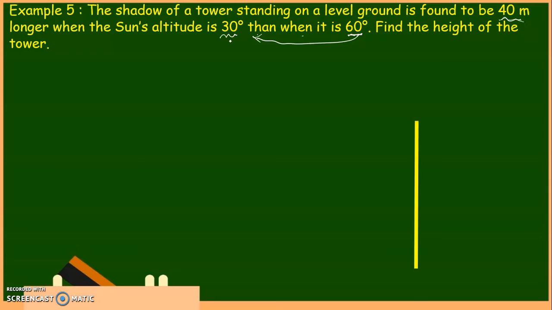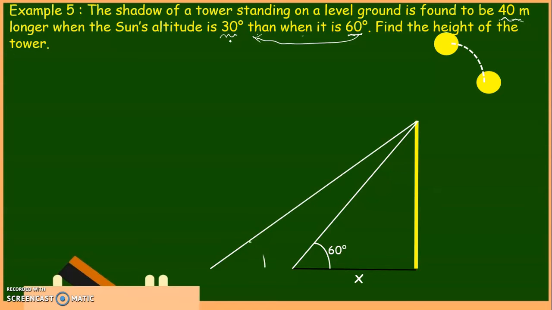So let's see the condition here. Here we have the tower and the sun's altitude is, let's say, 60 degree. So at that time the shadow of the tower is, let's say, x meter long. Now the altitude of the sun is changed to 30 degree. So it is 30 degree and at that time the shadow of the tower is increased by 40 meter. So this is our diagram and here we want to find out the height of the tower. Let's say h is the height of the tower.